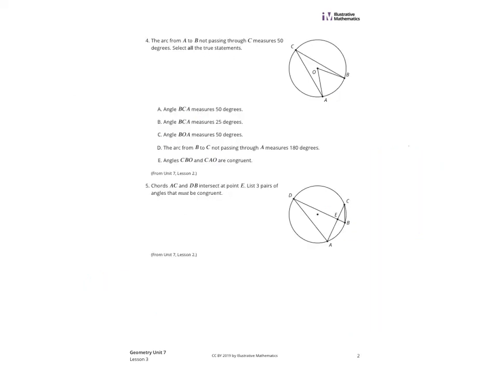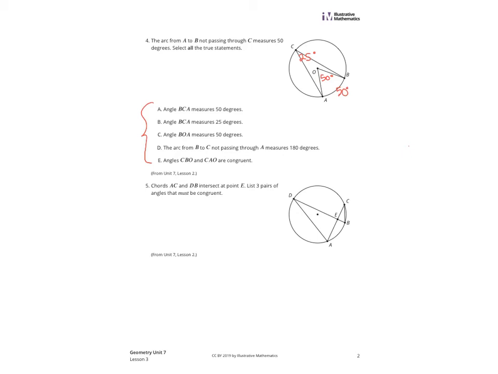So this is getting back to some problems from previous lessons with inscribed angles and central angles. So it's telling me that the arc not passing through C, so the smaller arc from A to B, is 50. So I know a lot of things from that. I know that angle O is 50 because a central angle is equal to its arc. I also know that angle C is 25 because an inscribed angle is equal to half of its arc. So that will help me answer the questions here, and you can find those answers in the locker.